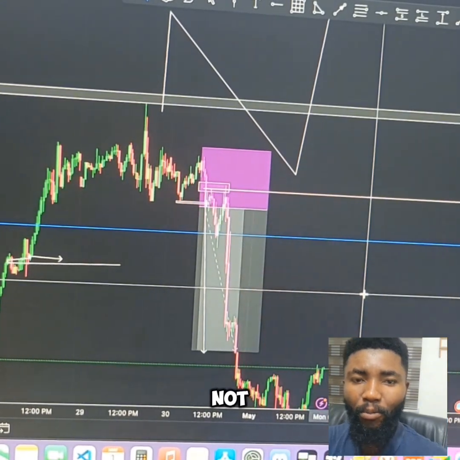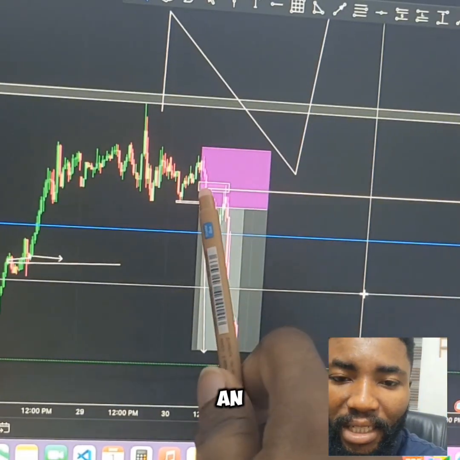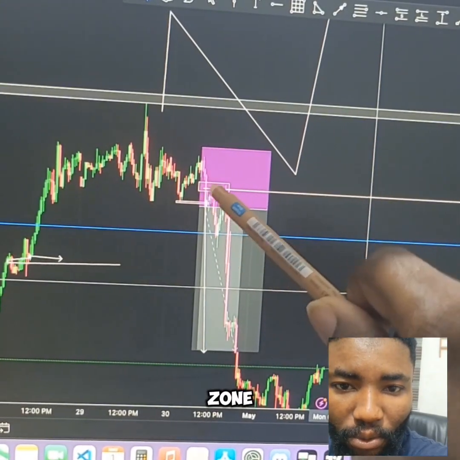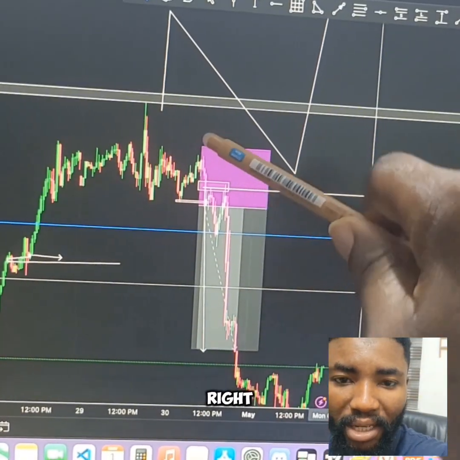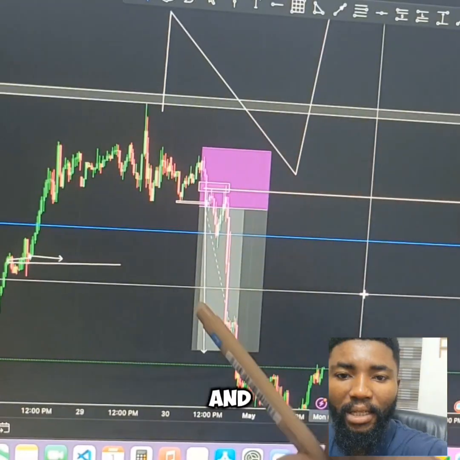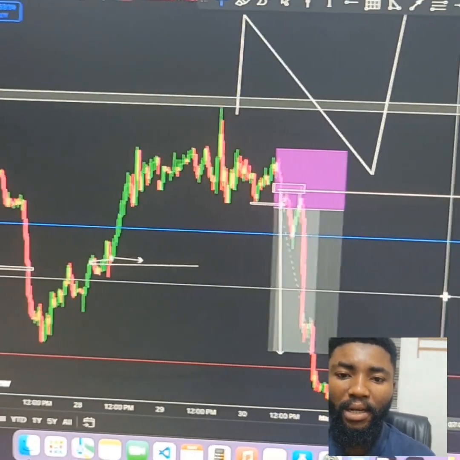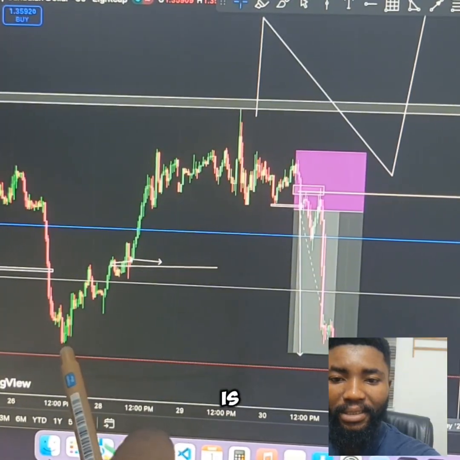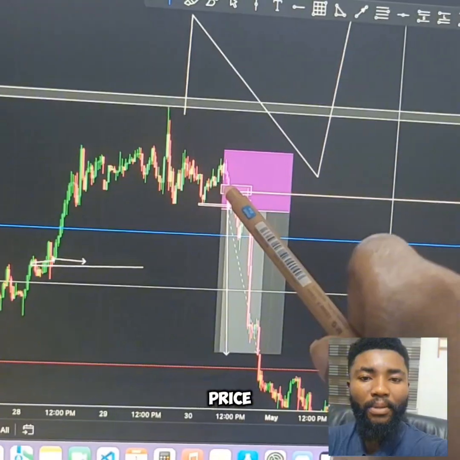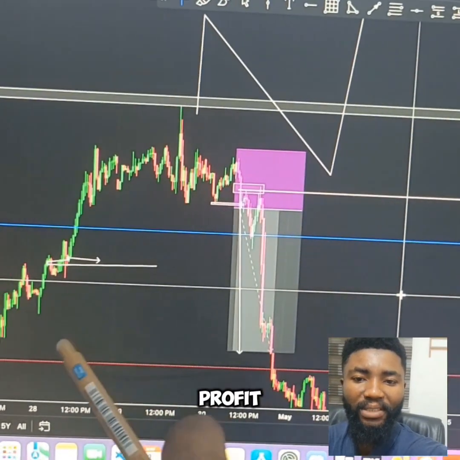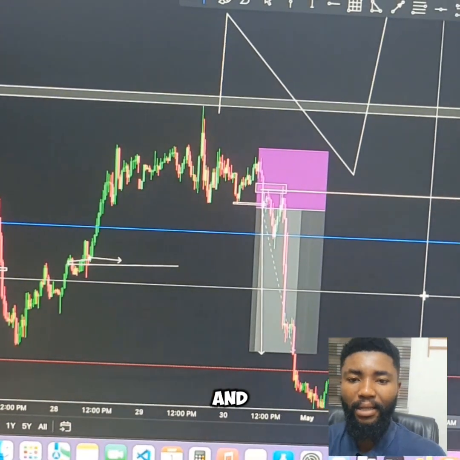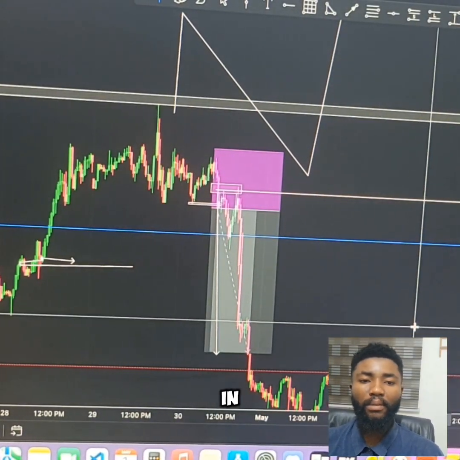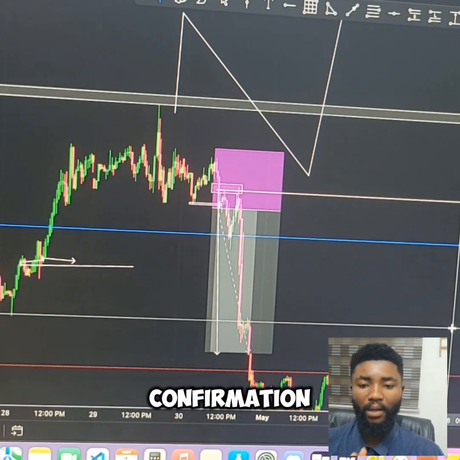And that pullback, where do I want to enter from? If you can check here, there is an imbalance here. There's a fair value gap sitting right in that zone. So when price tapped into that zone, I got my entry from there. I set my stop loss right above this high, and then I'm targeting the recent swing low. So this was the recent swing low that price created. This is the sell side liquidity, and you can see that price went ahead and smashed take profit like lightning, and this was how we were able to close this particular trade in profit based on confirmation entry.